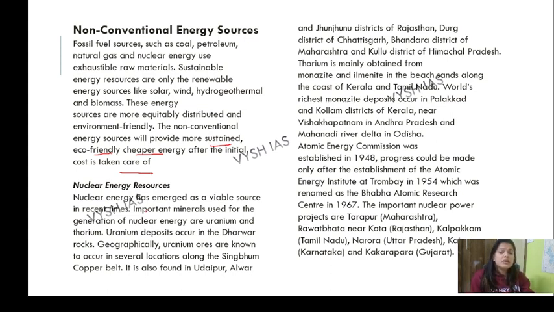You know this thing that nuclear energy has emerged as a viable source of energy recently. Important minerals used for generation of nuclear energy are uranium and thorium, and uranium and thorium deposits occur in Dharwad rocks. But recently, uranium has also been discovered in other parts of India. Uranium ores are known to occur in several locations along the Singhbhum copper belt. It is also found in Udaipur, Alwar and Jhunjhunu districts. Recently it has been discovered in Rajasthan, Durg district of Chhattisgarh, and Bhandara district of Maharashtra.